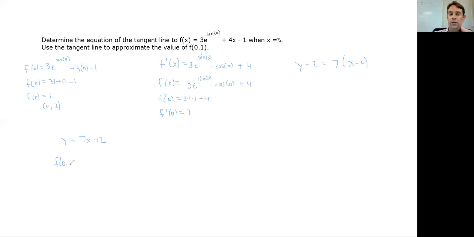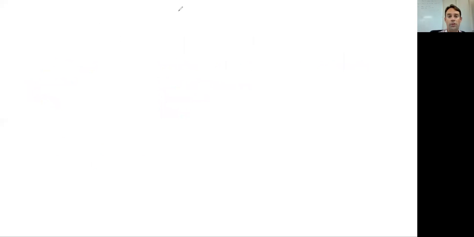Now, this is a linear approximation, so we want to make sure we put the approximate symbol here. And when we evaluate this, friends, we end up with 2.7. There we go. All right, so we can still play with this and do all our normal application type things with it in general. Let's try one more thing just for the fun of it.